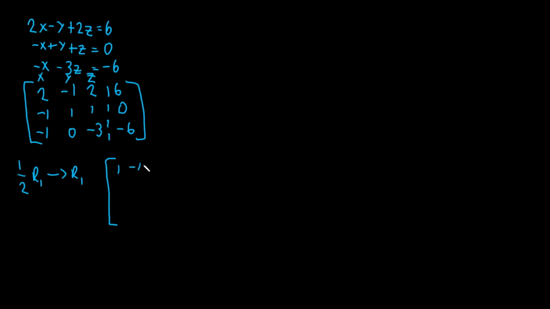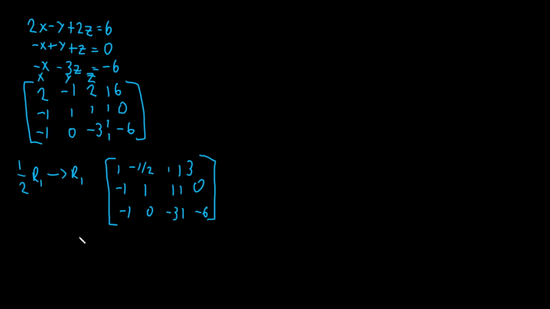-1 divided by 2 is -1/2. 2 divided by 2 is 1. And 6 divided by 2 is 3. So, and we're only changing our first row, so -1, 1, 1, 0. Row 2 stays the same. -1, 0, -3, -6. Row 3 stays the same since we're only changing row 1.